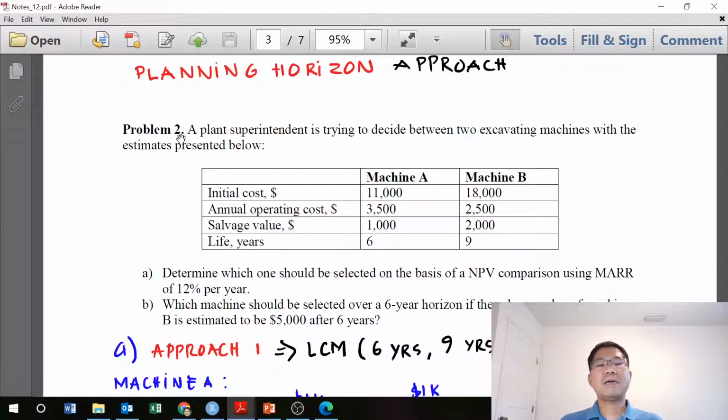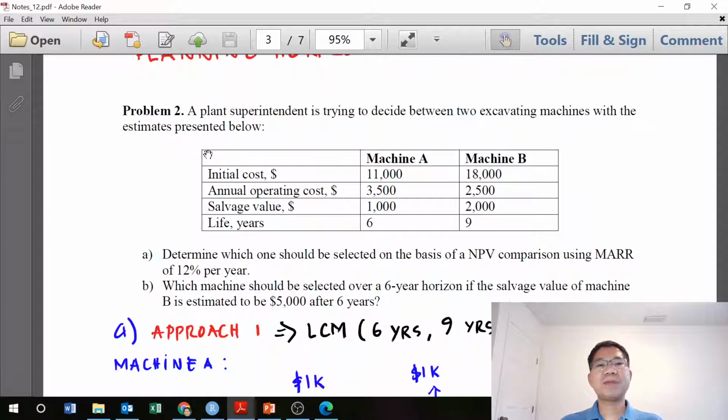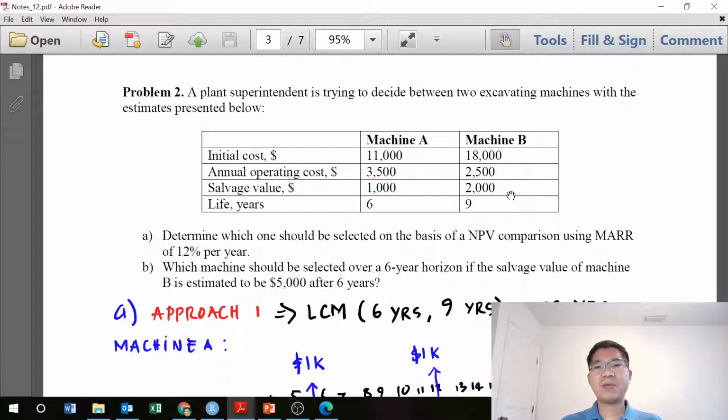So problem two: a plant superintendent is trying to decide between two excavating machines with the estimates presented below. Initial costs are 11,000 for machine A, 18,000 for machine B. Annual operating cost is 3,500 for A, 2,500 for B. Salvage values, basically the amount to resell at the end of the useful life, are 1,000 for A, meaning that at year 6, and for B, 2,000 at year 9.